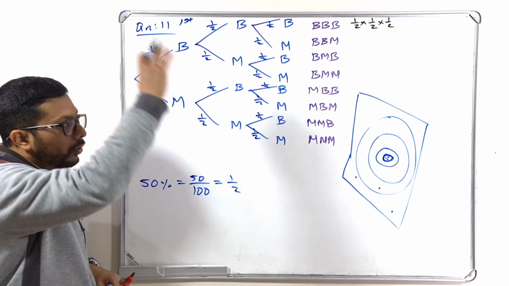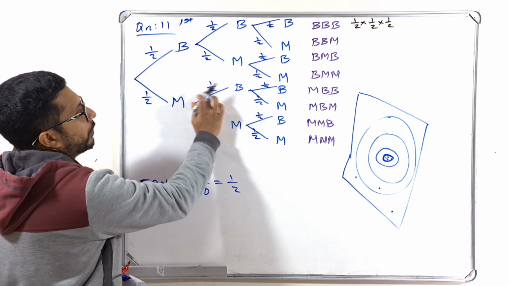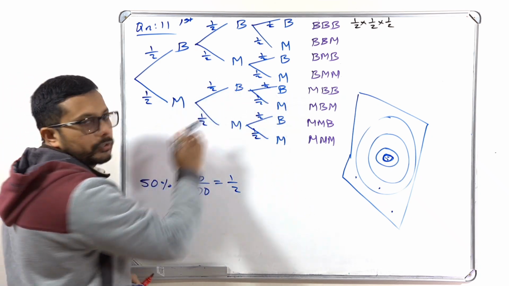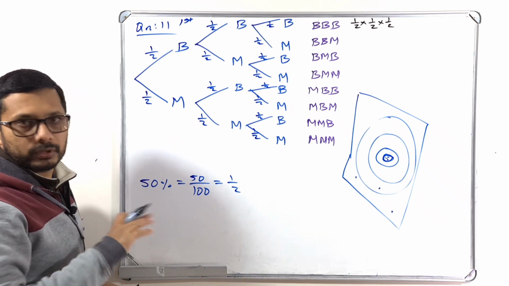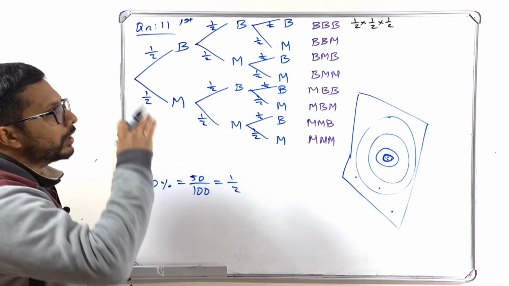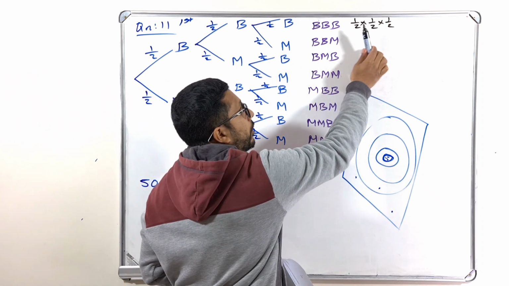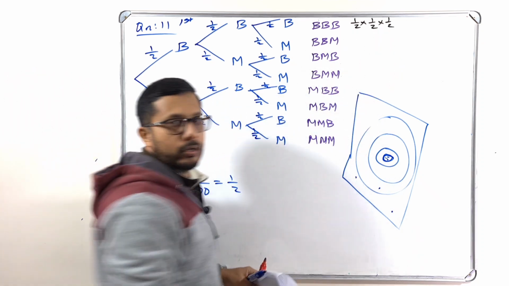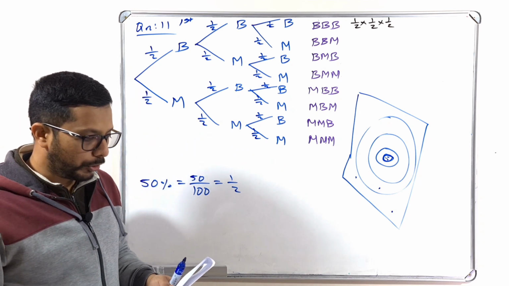Similarly, for all of these you can see it is 1/2, 1/2, 1/2, like that. In this question, the total probability is 1/2 times 1/2 times 1/2. Okay. Now come back to our question number 11.1.